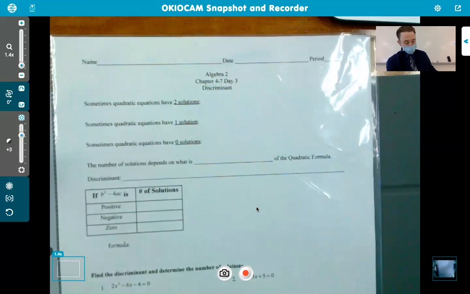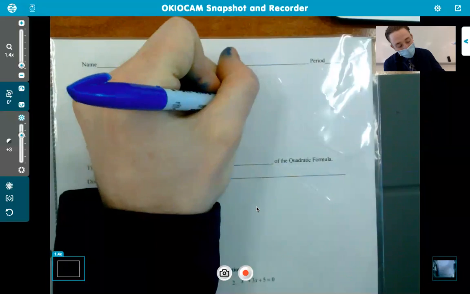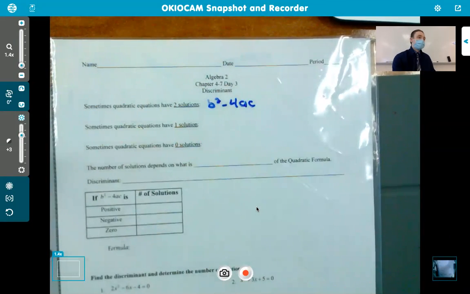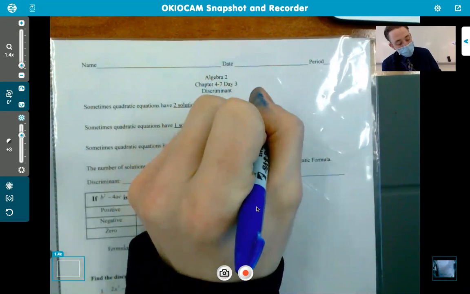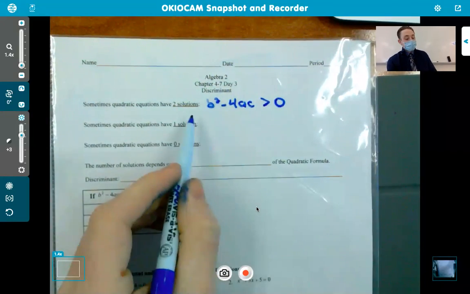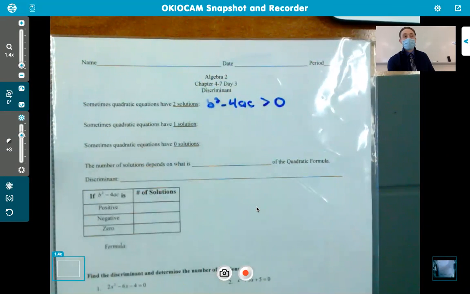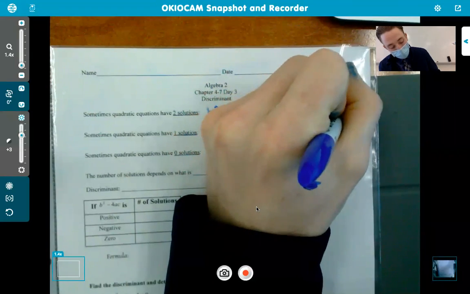So sometimes we'll have 2 solutions. When this is the case, our discriminant is the equation b squared minus 4ac. Okay. And like I said, we've seen that before. That's the piece of my equation that's inside the square root in my quadratic formula. If this number, whatever we get when we plug in our values to b squared minus 4ac, is greater than 0, this is a situation where we have 2 solutions. Okay. We have 2 real solutions.